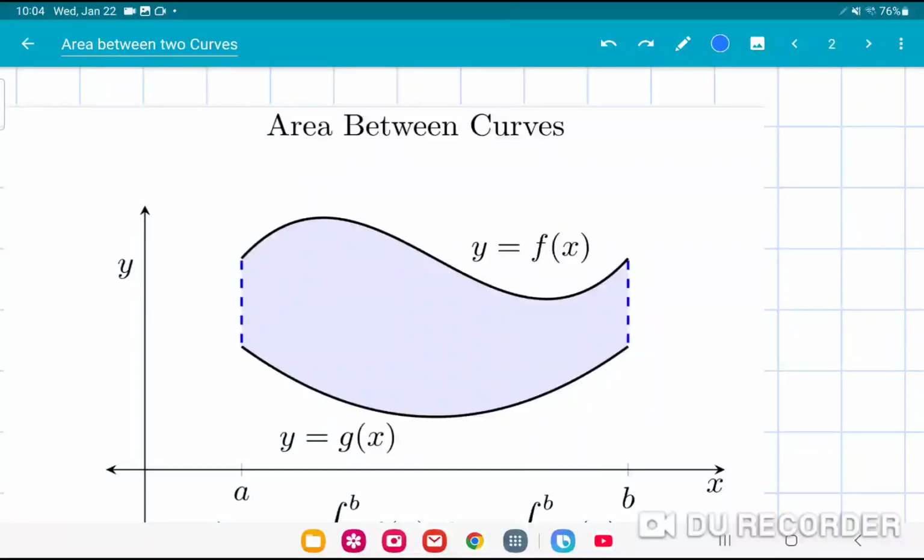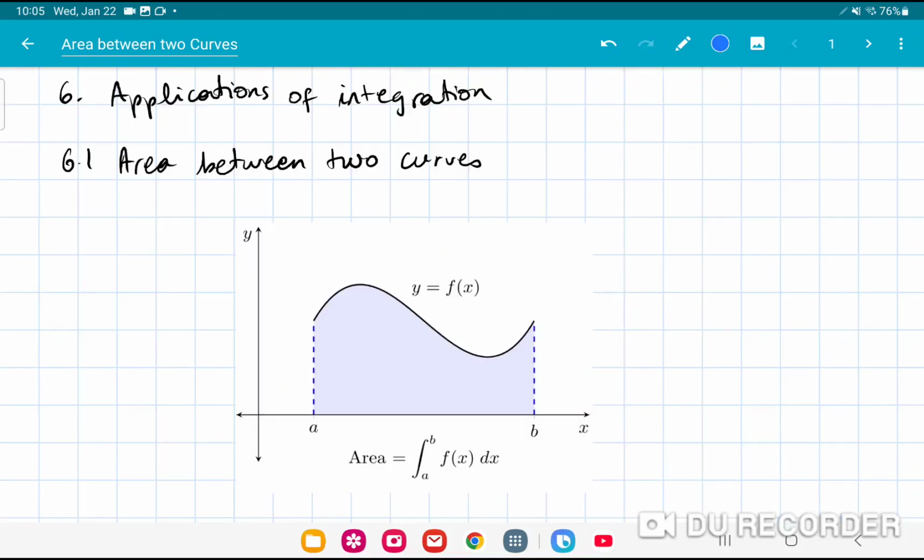Hello. In this video, we will introduce the formula for area between two curves like this, and then we do a couple of examples. So let me start by reminding you which chapter and section this topic is in our textbook. It's in chapter 6. And the first section, chapter 6, is applications of integration. This is 6.1, area between two curves.